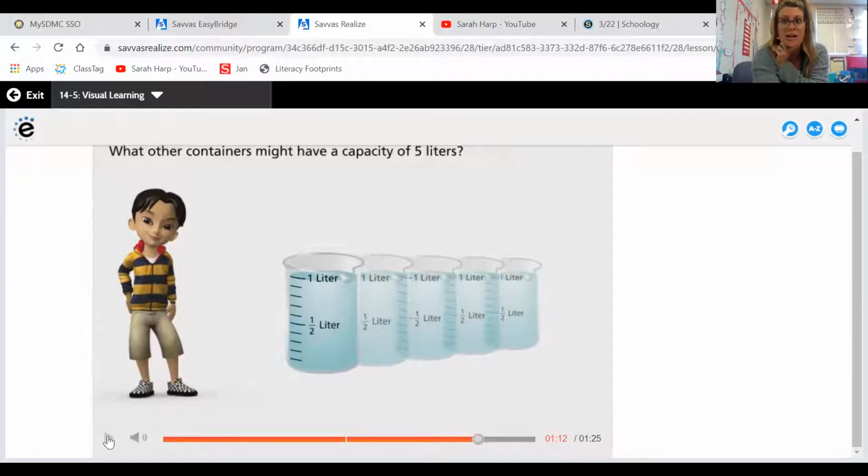Think about around your house, maybe in the kitchen. What might have a capacity of 5 of these? Maybe like a big pot that mom and dad might boil noodles in, a really big pot. What else? Can you think of any other items? All right, let's check and see.